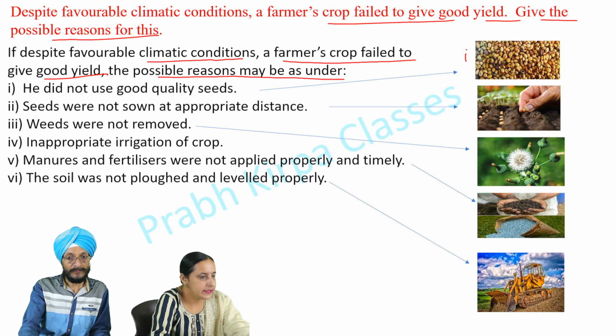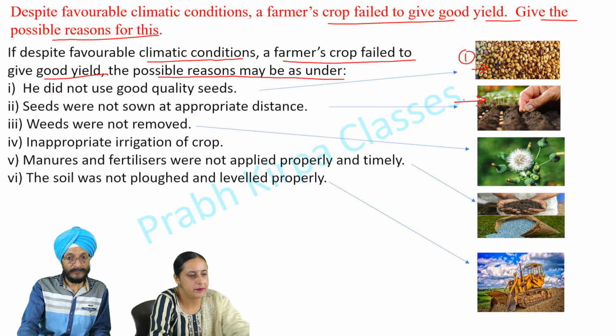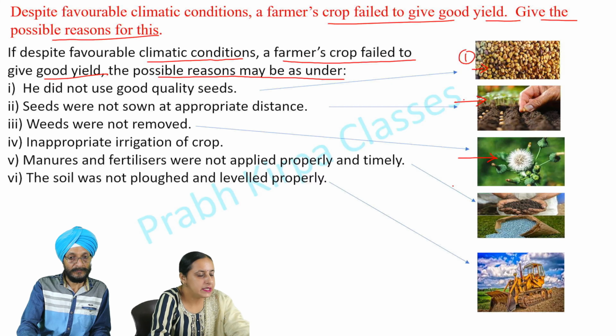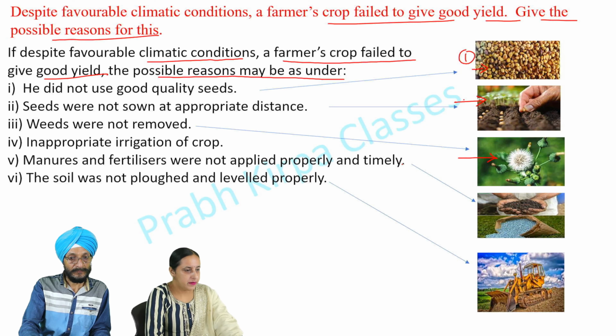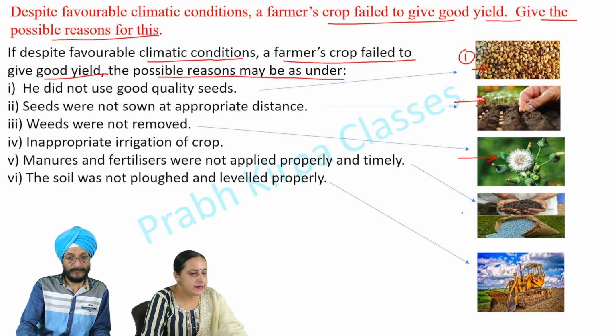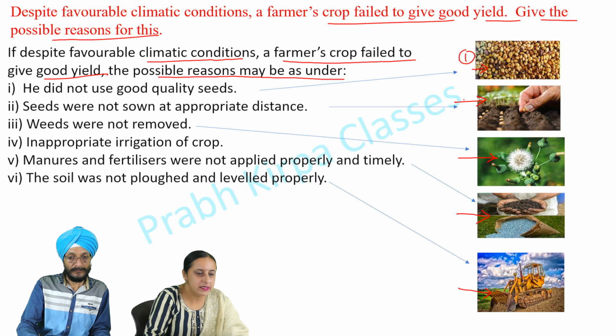Number 1. He did not use good quality seeds. Number 2. Seeds were not sown at appropriate distance. Third, weeds were not removed. Fourth, inappropriate irrigation of crop. Fifth, manures and fertilizers were not applied properly and timely. Sixth, the soil was not plowed and leveled properly.